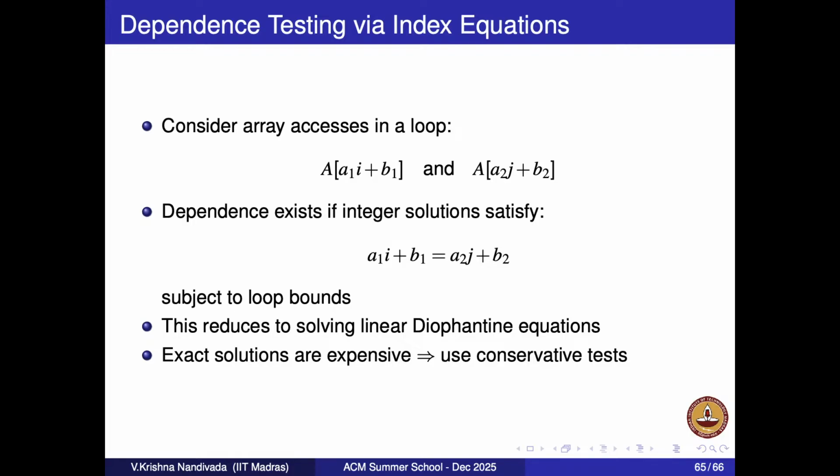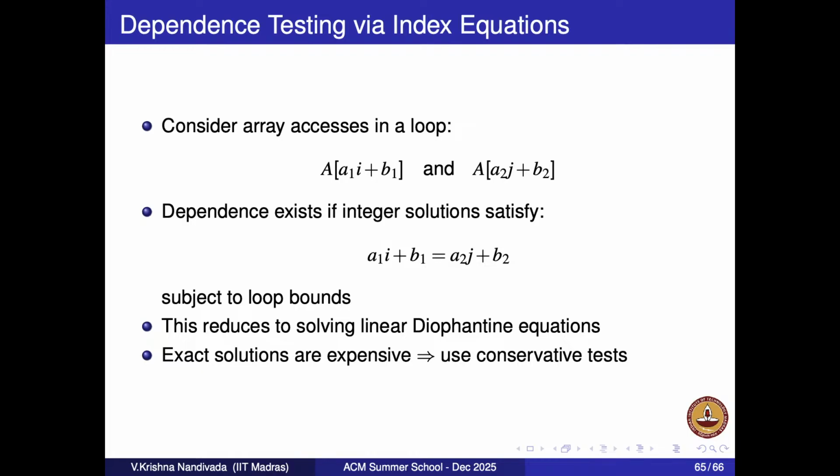In iteration 5 I am writing something, in iteration 4 I have read the value. So there is an anti-dependence there. Iteration 4 I have read, iteration 5 I am writing. So there is an anti-dependence. Yeah, this became 5 and 4. So for 5 and 4 there is a solution, correct?